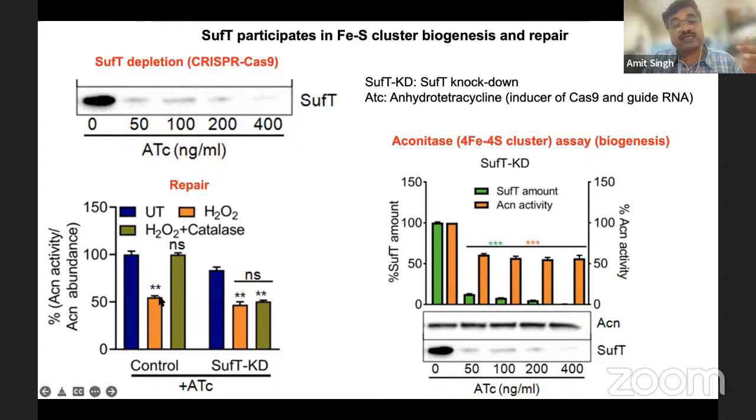Then we did the same experiment, but after H2O2 damages the iron sulfur cluster, we remove the H2O2 by catalase. The cell lysate is able to make the iron sulfur cluster of aconitase and restore its activity. This was very striking. And the SUFT knockdown is unable to repair the iron sulfur cluster once H2O2 is removed by catalase, which tells you that the appropriate level of SUFT is perhaps required for formation of the iron sulfur cluster in aconitase. So the activity of SUFT, and by extension the SUF operon, would be required for both housekeeping function and also for repairing iron sulfur clusters in response to stress.